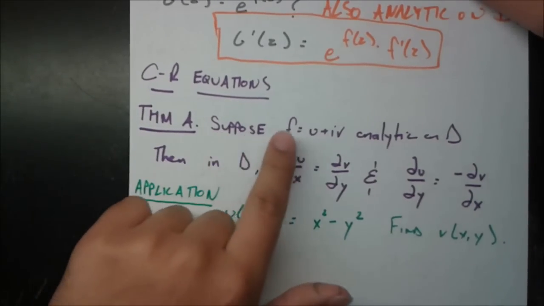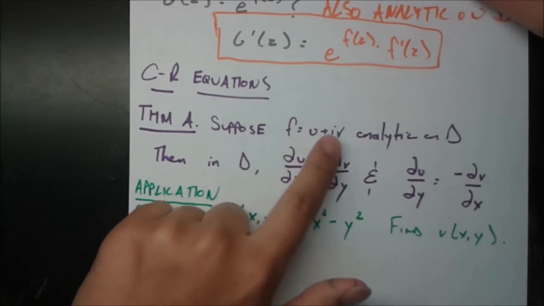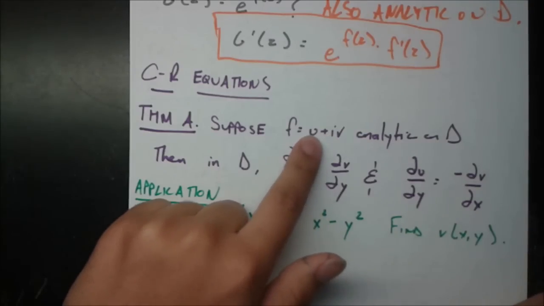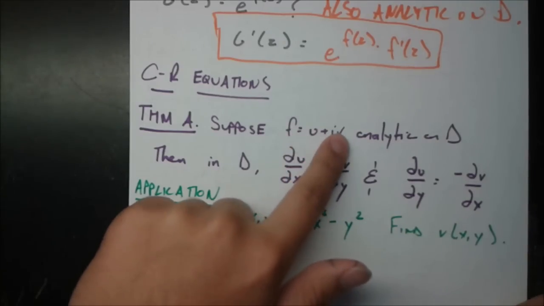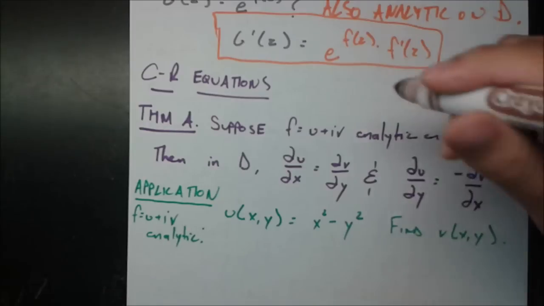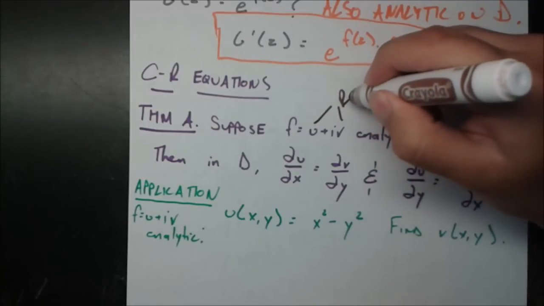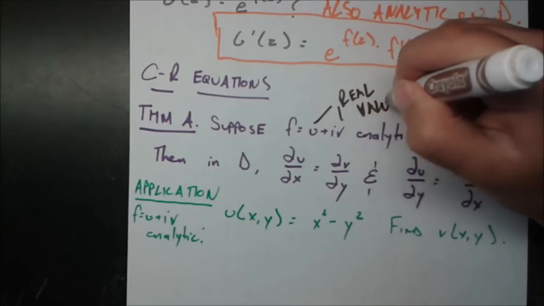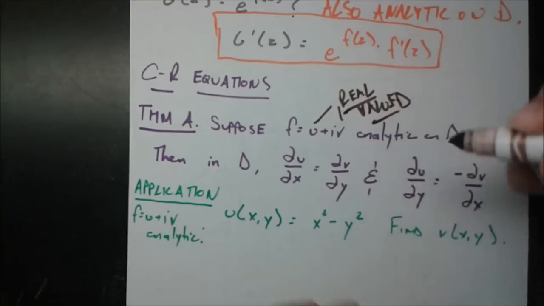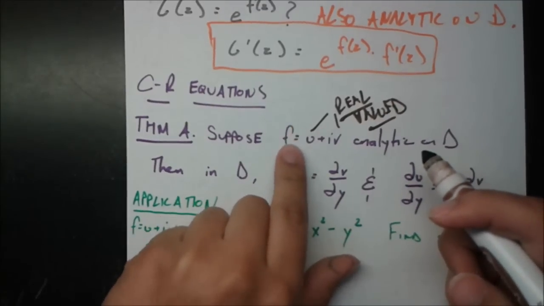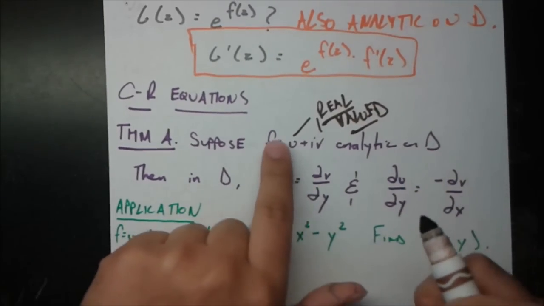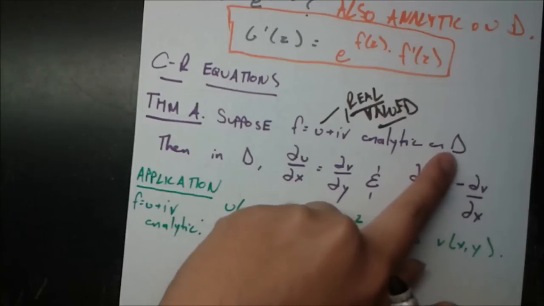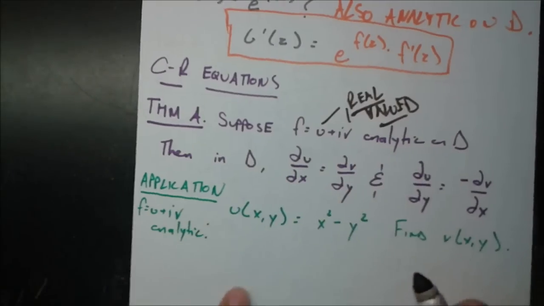So suppose a function f equals u plus iv, and if we haven't gone over this notation before, u is the real part of the complex function and v is the imaginary part of the complex function. But u and v are both real valued functions. So that's important to stress. Real valued functions. And this i takes care of the imaginary output of this f. Okay, so f equals u plus iv is analytic on D. So that's what we're going to suppose. Suppose it's analytic, so it's differentiable on all points of D.